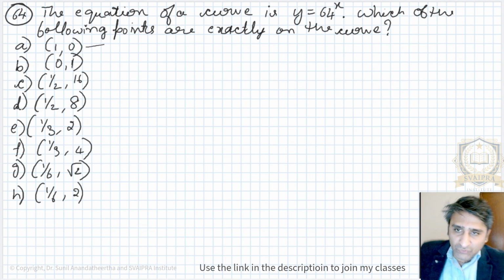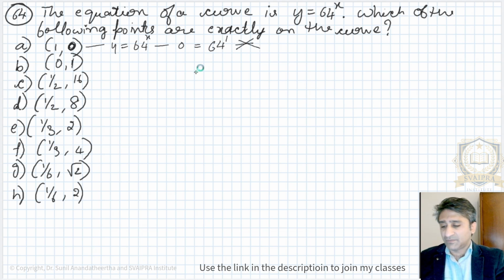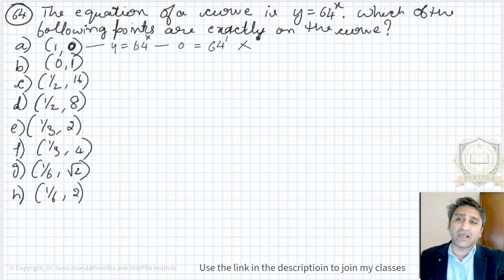The simple way of solving this problem is to substitute individual coordinates into the equation. So y is equal to 64 to the power of x, isn't it? So what is y here? y is 0. So 0 equals 64 to the power of 1. Obviously, this is not equal, so 1 comma 0 does not lie on the curve.